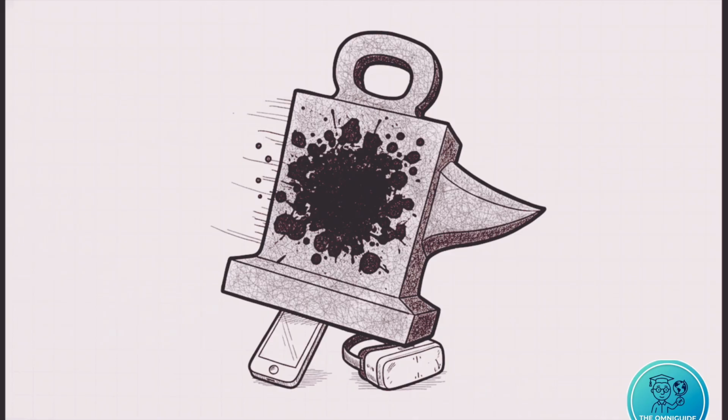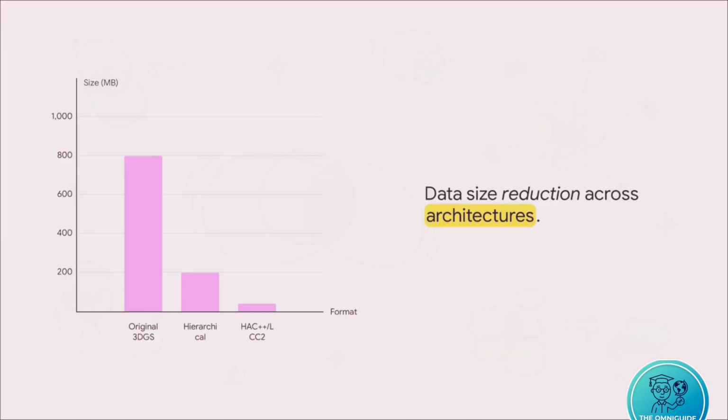I mean, if you want to stream a game straight to your phone or load an environment into a standalone VR headset, you absolutely cannot have single static rooms eating up nearly a gigabyte of space. But check this out. We are now seeing a staggering 15 to 20 times reduction in file size, and this is just over the past couple years. We're going from those original 800 megabyte files down to 200 megabytes using those hierarchical structures we just mentioned, all the way down to a tiny 40 megabytes.